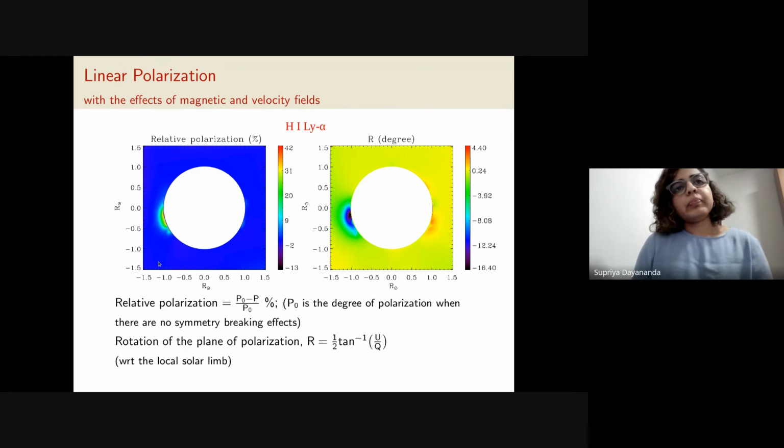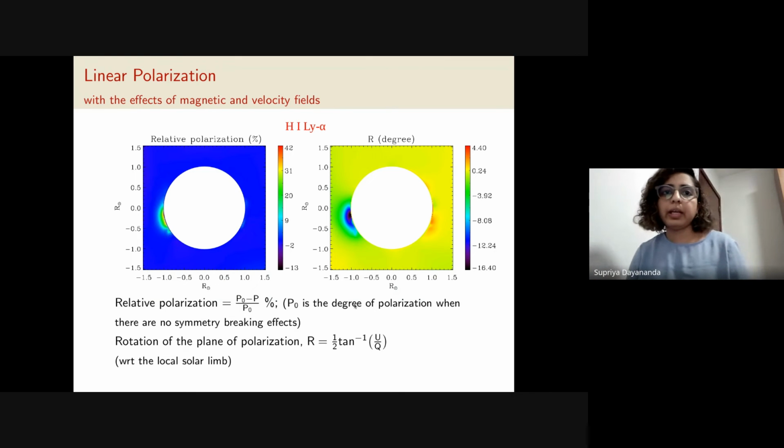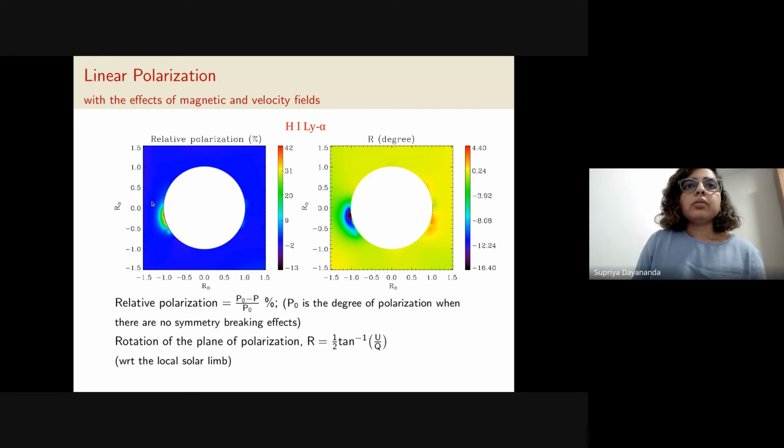And what do we see? In the left panel, what I plot here is the relative polarization, that is the change in the polarization signal with respect to the case when there were no symmetry breaking effects, that is the magnetic and velocity fields. In the right panel, it is the rotation of the plane of polarization. So this is the relative polarization and rotation of the plane of polarization for the Lyman alpha line of hydrogen.